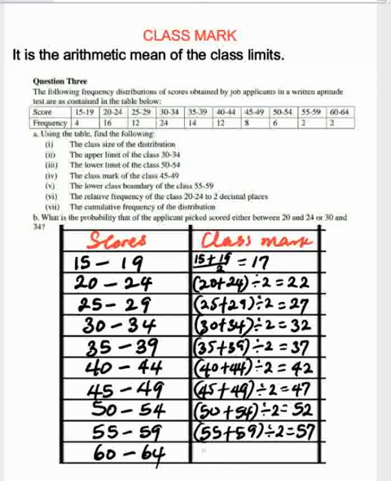Then we have 60 plus 64 here. This will give 124, and when we divide it by 2, we're going to have 62. So this is how we determine the class mark whenever we are given a grouped distribution table like this.